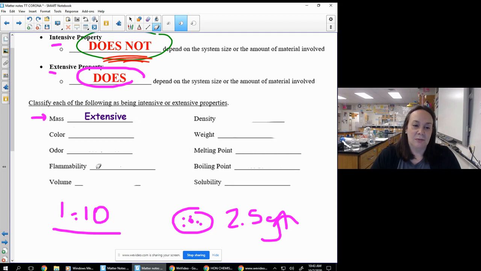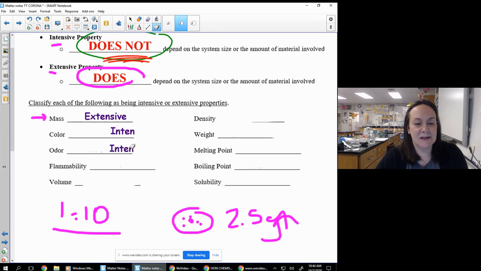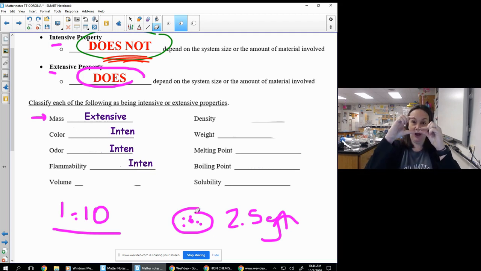All right, color. If you have 1 penny versus 10 pennies, good. That is intensive. Doesn't change. They're still copper colored. Odor. If you have 1 flower versus 10 flowers, does that change the smell of the flower? No, I would call that intensive. Flammability, it is either flammable or not, so I would call that intensive. Volume, though, is going to be something different. If you have 1 penny versus 10 pennies, do you have more space taken up? Absolutely. And if having more changes that property, then that means it is extensive.